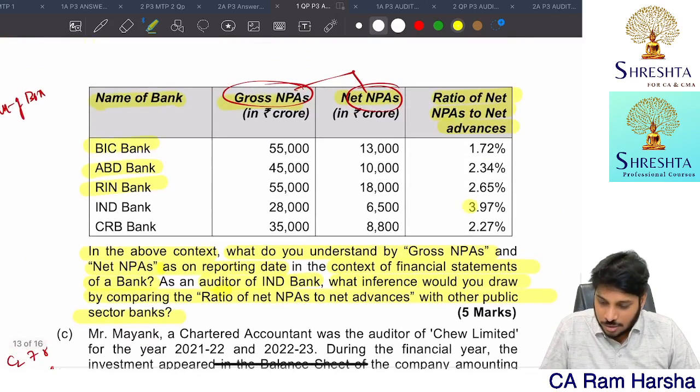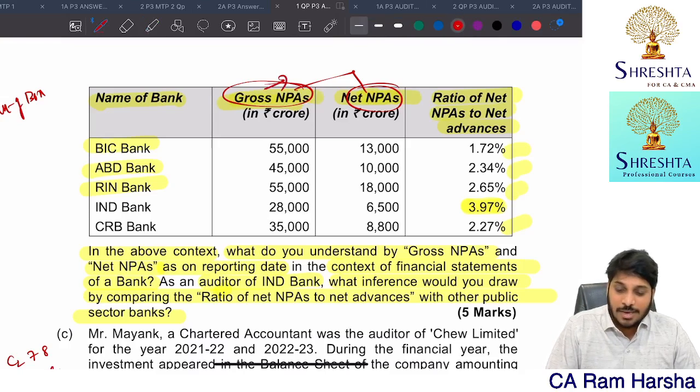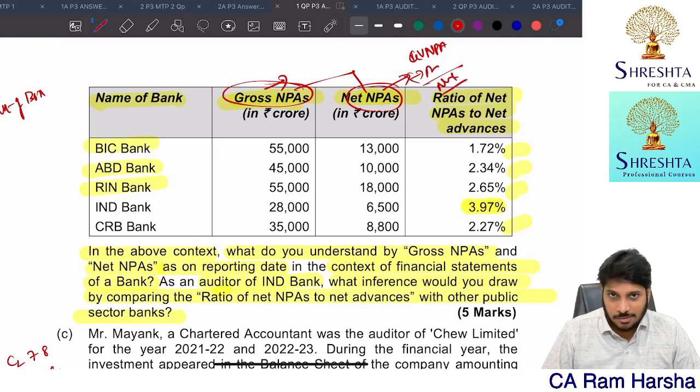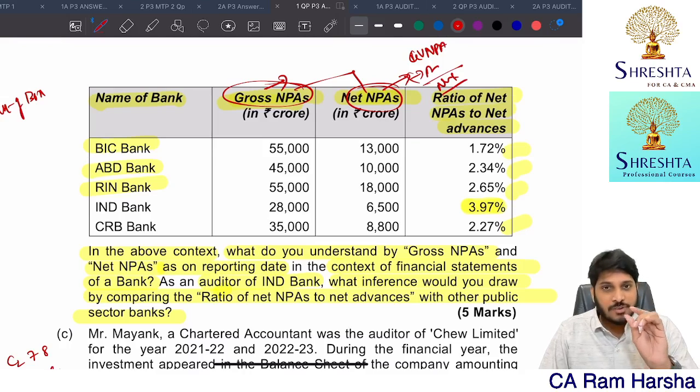So IND Bank, 4% is there. Remaining banks' ratio is this. So IND Bank is having a higher net NPA ratio. And first of all, what is the gross NPA, net NPA? Gross NPA means before creating provision. Net NPA means the gross value of NPA minus provision is equal to net NPA. That's the main difference between gross NPA and net NPA.